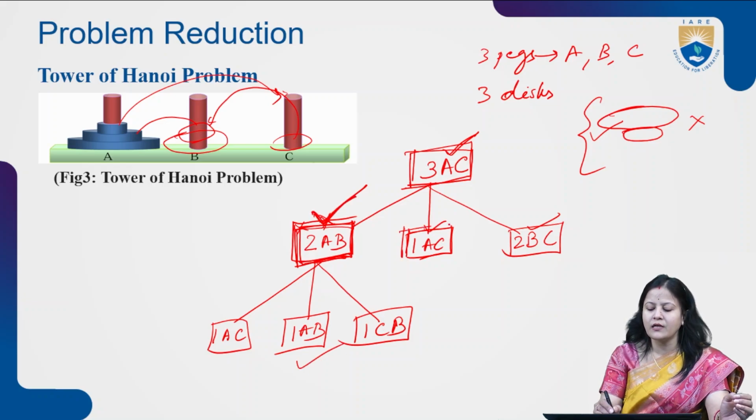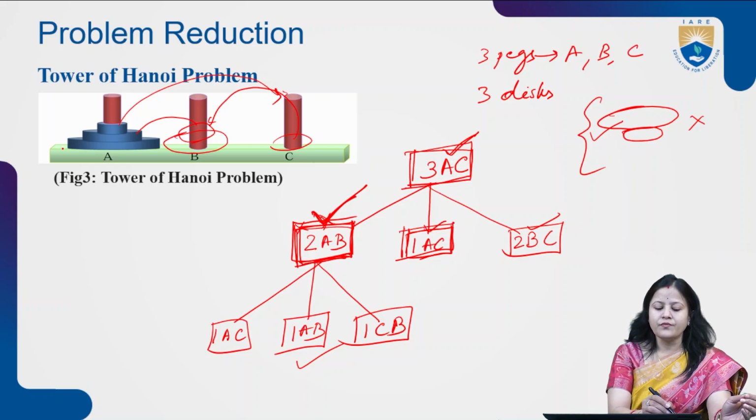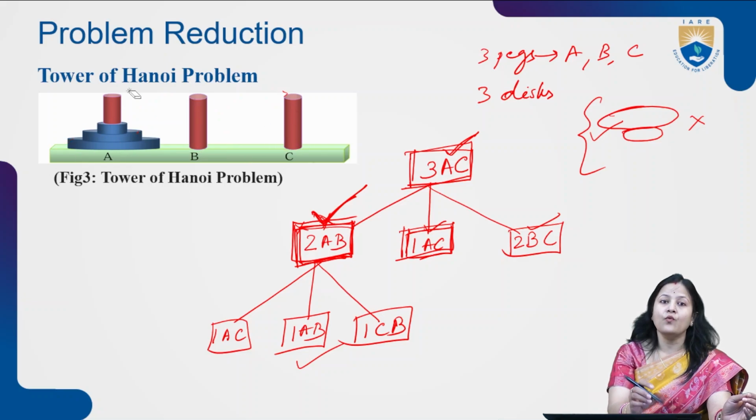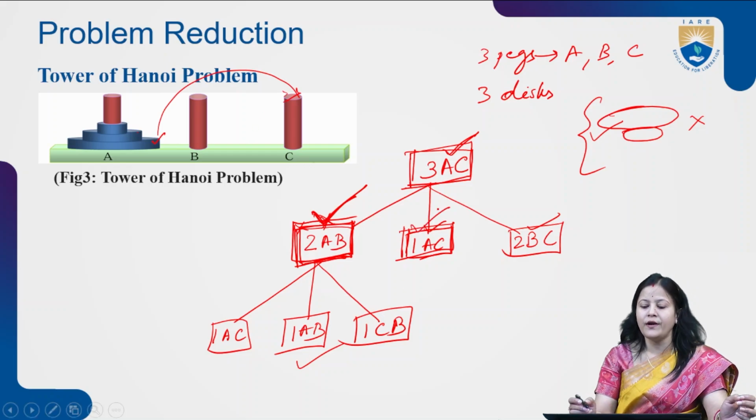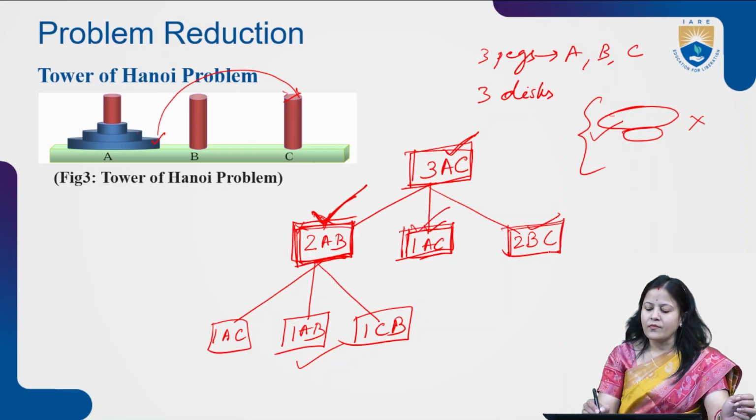Now you check the second sub-problem, whether it is satisfying the constraint or not. The last disk which is present on peg A, we are transferring to C. There is no issue, so this is also satisfied.